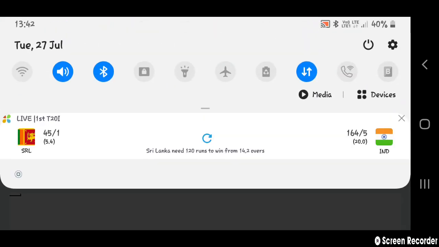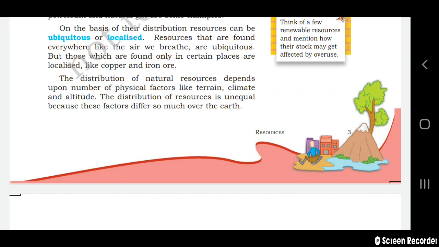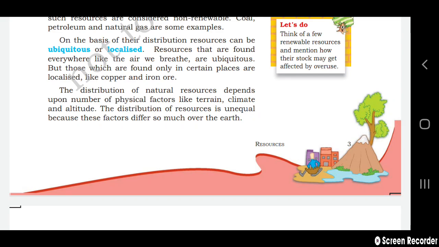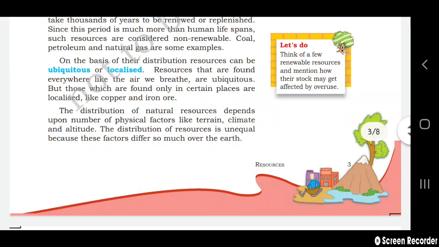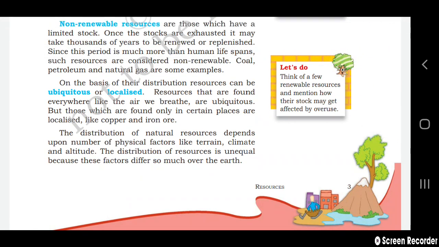Next, on the basis of their distribution, resources can be ubiquitous or localized. Resources that you can find everywhere, like the air we breathe, come under ubiquitous. Resources that are found only in certain places, like copper and iron ore, are localized. You can find these only in some places.